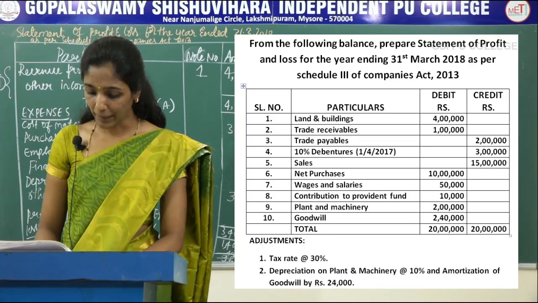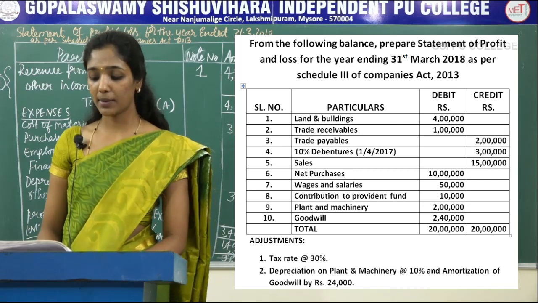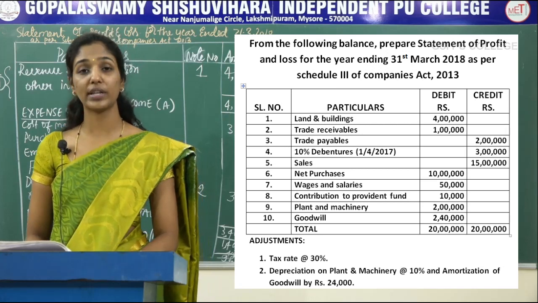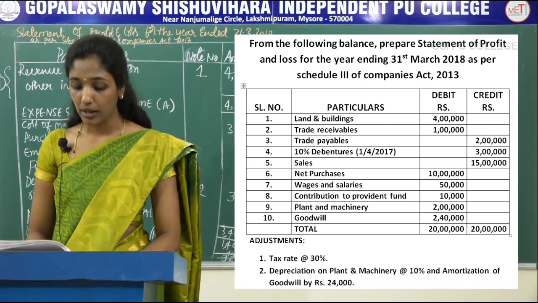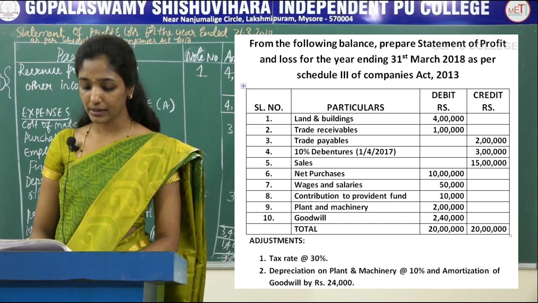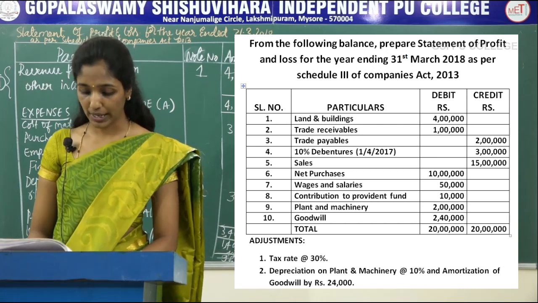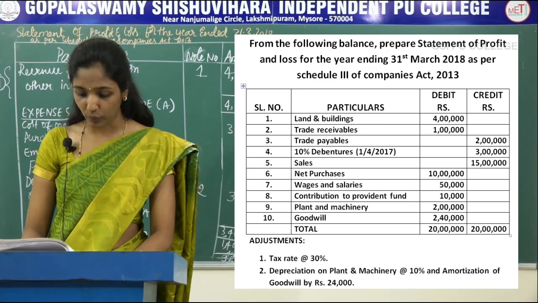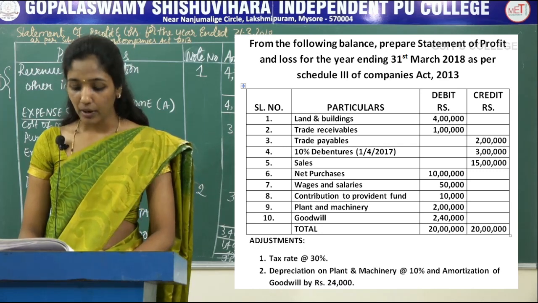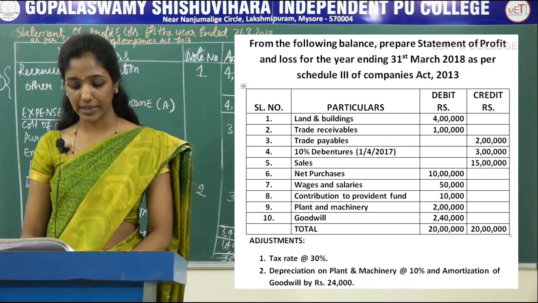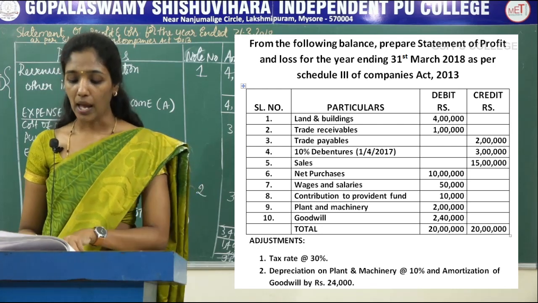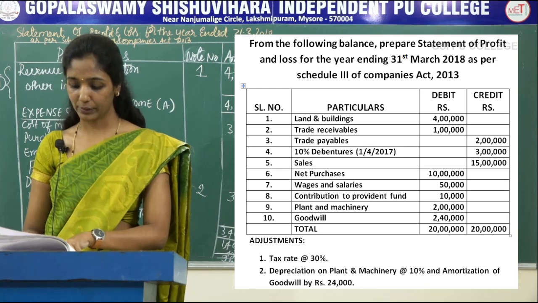From the following trial balance and other information, prepare the statement of profit and loss for the year ending 31st March 2018 as per the Schedule 3 of Companies Act 2013. Land and building 4 lakh, trade receivables 1 lakh, trade payables 2 lakh, 10% debenture on 1/4/2017 3 lakh, sales rupees 15 lakh, net purchases 10 lakh, wages and salaries 50,000, contribution to provident fund 10,000, plant and machinery 2 lakh, and goodwill 2,40,000, and the total of trial balance was rupees 20 lakh.